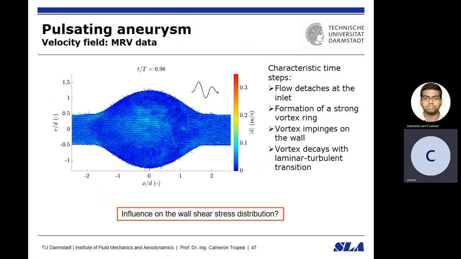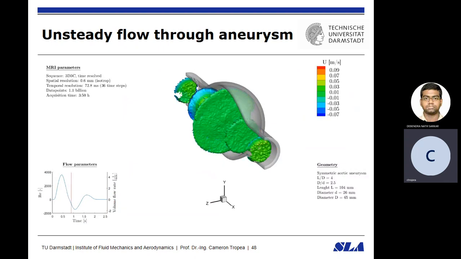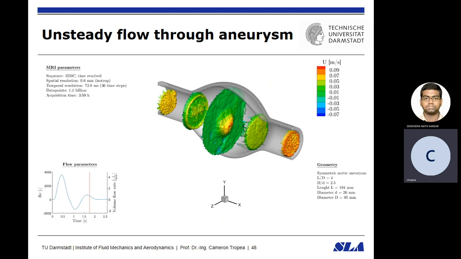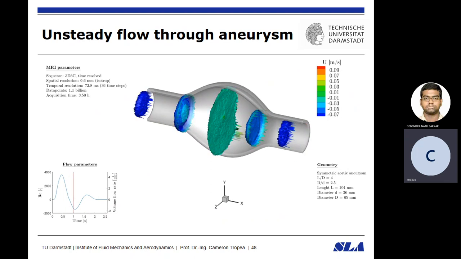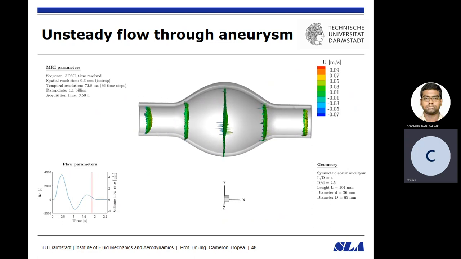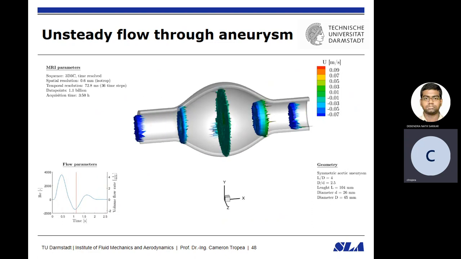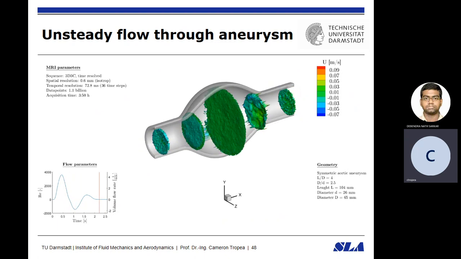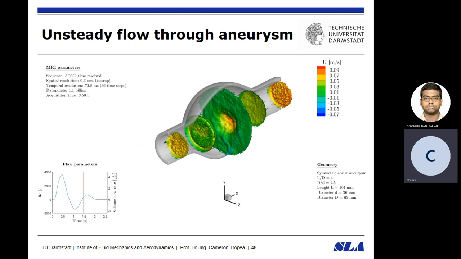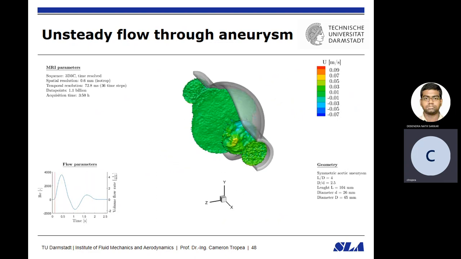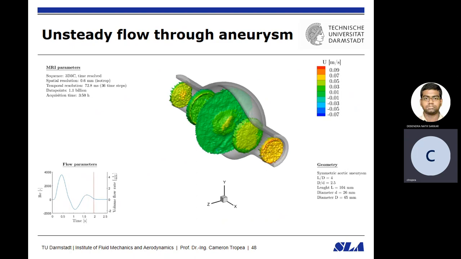Okay, so what I was showing was this picture. It's three-dimensional, three-component, time-resolved, spatial resolution is about a half a millimeter. The temporal resolution is we have 36 time steps. There's 1.1 billion vectors, and the measurement time was 3.5 hours. So I challenge these guys in mechanical engineering to get 1.1 billion vectors in 3.5 hours. Okay, so this is impressive, there's no question.